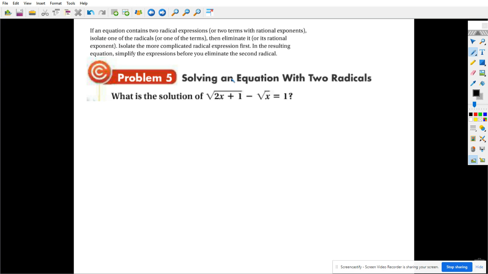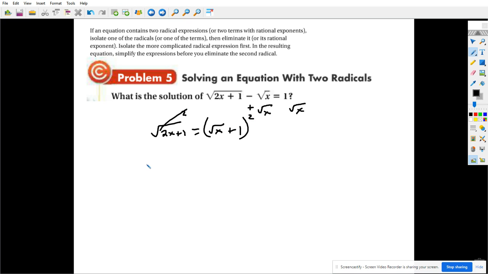This problem gets a little bit harder just because when you have two radicals, you have to get them on both sides. So I've got the square root of 2x plus 1 is equal to the square root of x plus 1. Okay, so I'm going to sit here and say, well, I want to get rid of the radical, right? So I'm going to square both sides.